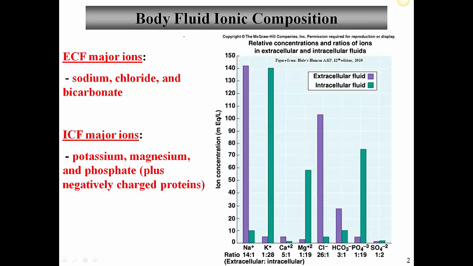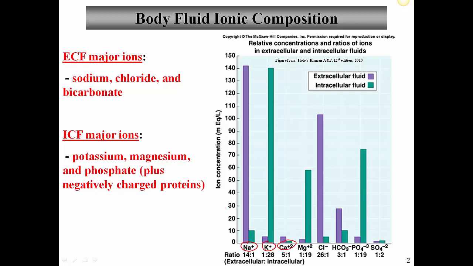Now let's first talk about body fluid ionic composition. We mentioned this before, but we want to go into a little bit more detail about the ions that are in the different fluids in the body. Let's start by looking at the graph that's on the right side. You'll see that the purple bars represent extracellular fluid. The green bars indicate intracellular fluid. And at the bottom of this graph, you'll see the different kinds of ions or electrolytes, for example, sodium, potassium, calcium, and so forth.